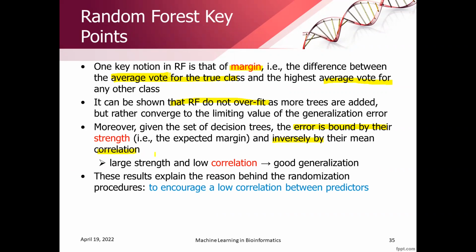So if we have random forests with large strength, big margin, and low correlation, so that the trees are not correlated, then the classifier generalizes well. So low correlation and large strength explain why it works, and it works well in practice.